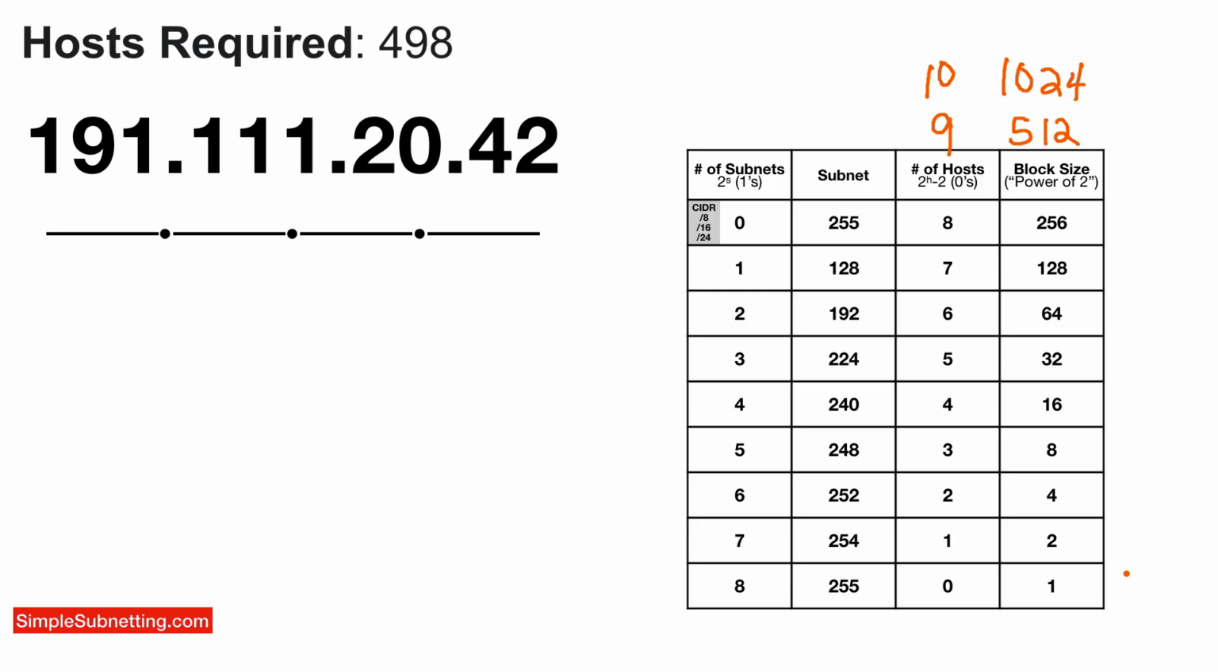Or you could have written it here. This is 256, 512, 1024. Either way, whatever works best for you. Either case, we need to find the subnet mask. So for this one, 498 is closest to 512 because 256 is too little. So 512, and the subnet mask is 254.